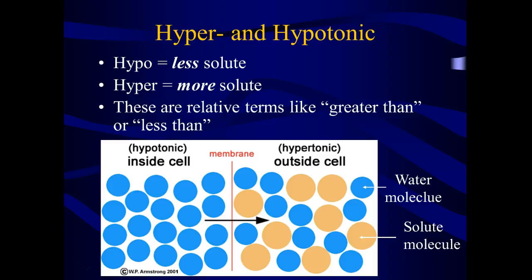So hypo, the prefix hypo, means less. So it's referring to the solute. Remember, the solute is what's dissolved in a solvent. So if there's less solute dissolved, think about a glass of water that's pure water, and you take a spoonful of salt and dissolve it in it. What happens to the percentage of water?